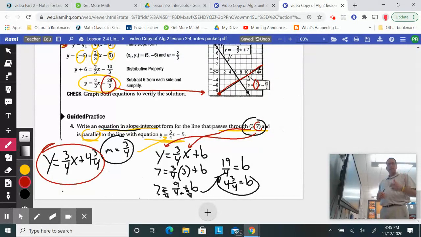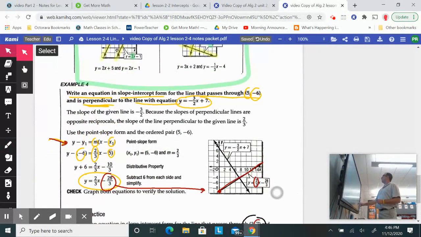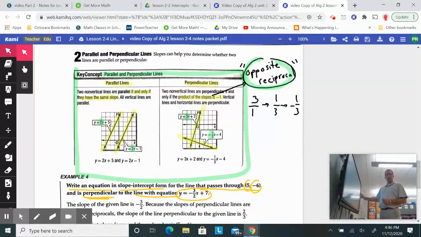So that's it. Make sure you review how to find perpendicular line equations or parallel line equations, and remember to focus on the slope that we talked about here. Thanks.